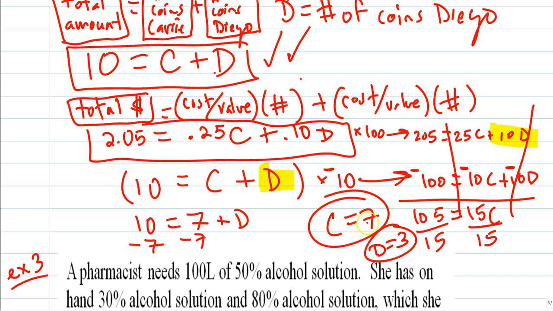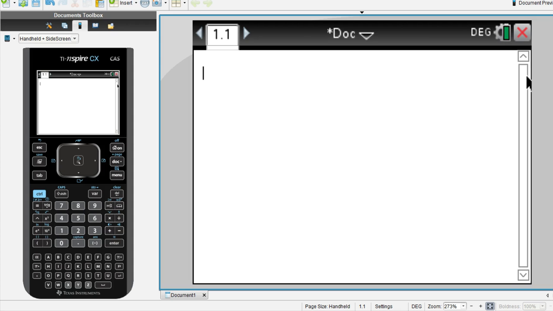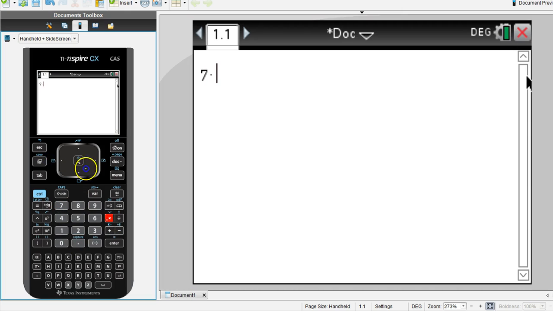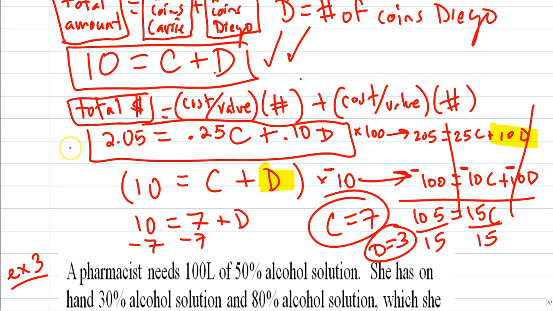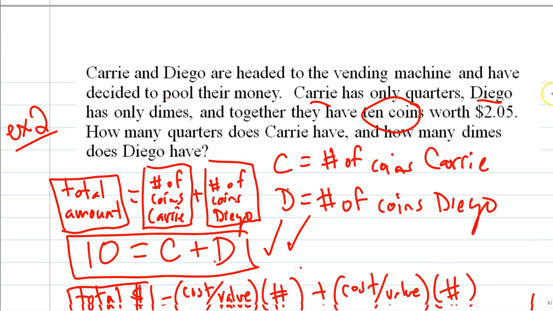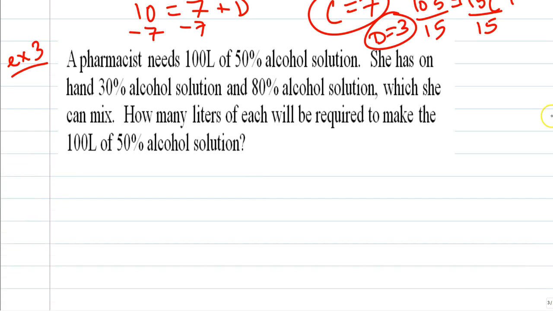So what I should be able to do is take 7 coins times 25 cents, so 7 quarters plus 3 dimes. Let's see, where's my calculator? So 7 quarters plus 3 dimes. And I think they said it should be $2.05, and it's $2.05. So verify that it checks out both equations. Diego has 3 coins, and Carrie has 7.